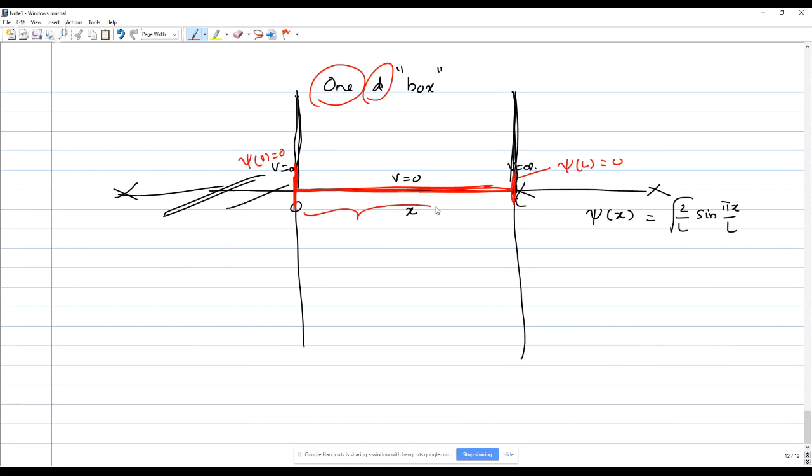And in all these points, psi may be 0 only at a few points. And these are called the nodes. Therefore, for each point, you associate a wave function psi(x).